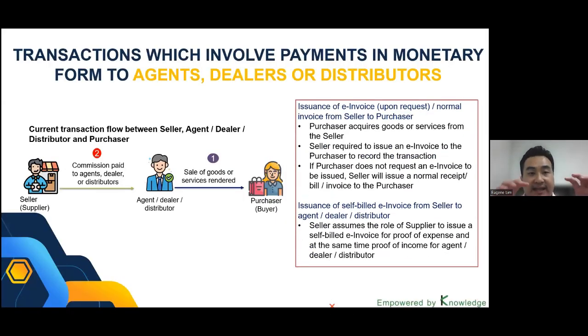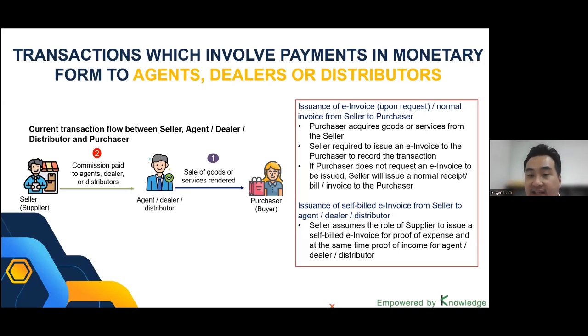Okay, this is an example for transactions involving monetary payment to the agent, dealer, and distributor. The current flow is the supplier pays the commission to the agent and dealer. The agent and dealer sell the goods or services to the buyer. If you look at the categories, purchasers acquire goods or services from the seller through the agent. In that manner, the agent is still allowed to prepare a normal invoice.